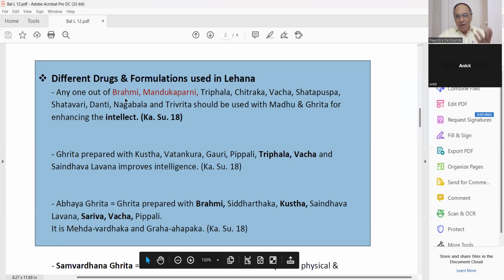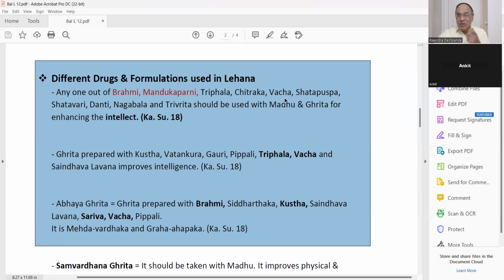Anyone can be used: Brahmi, most importantly Manduka Parani, Triphala, Haritaki, Bibhitaki, Amalaki, Chitraka, Agnivardhaka. Vacha is a stimulant to the brain and nervous tissue. Vacha is always stimulating the nervous system. Saudhnya Prabodhana. Can you hear this word? Your consciousness is stimulated by Vacha. Nerve impulses are generated, so this is the best stimulant in Ayurveda. Write down this word. Vacha, Saudhnya Prabodhana. Then Shatapushpa, the best digestive, relieving the gas from the abdomen.